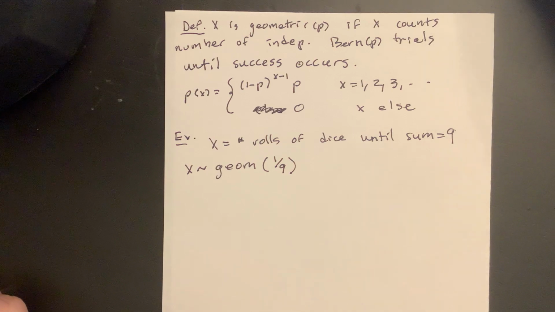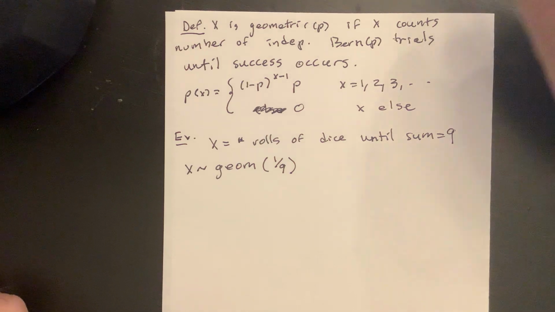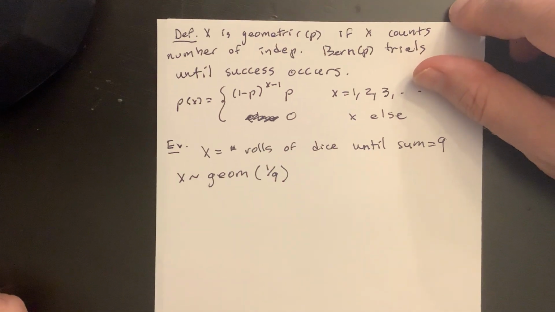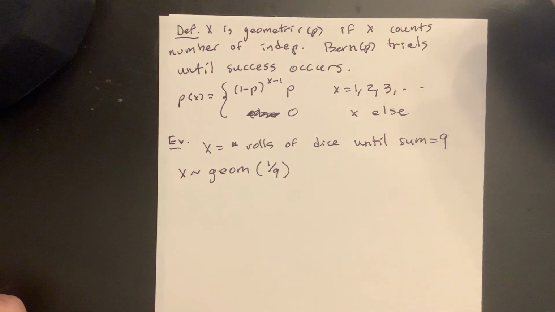I hope you don't think that's because the sum is 9. All right, pretty straightforward idea. It's related to the Bernoulli, obviously, and also to the binomial in a sense. You're doing a sequence of independent yes or no, one or zero trials, and you're just counting how long it takes until you get your first success.